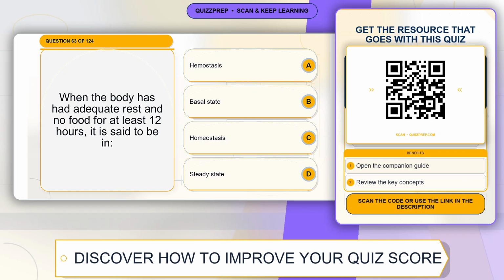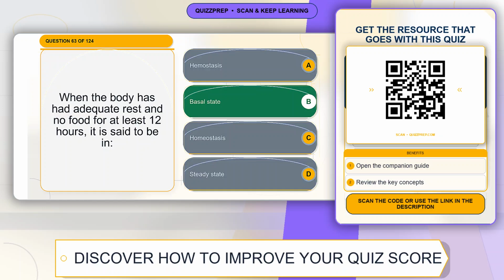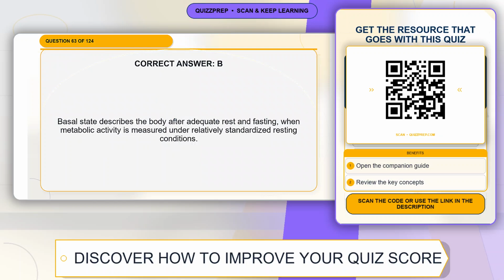Question 63. When the body has had adequate rest and no food for at least 12 hours, it is said to be in: Option A, hemostasis. Option B, basal state. Option C, homeostasis. Option D, steady state. The correct answer is option B, basal state. Explanation. Basal state describes the body after adequate rest and fasting, when metabolic activity is measured under relatively standardized resting conditions.